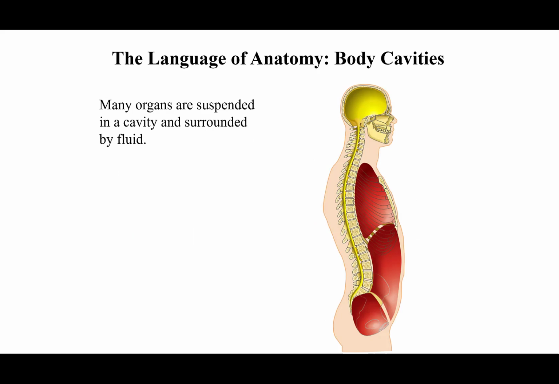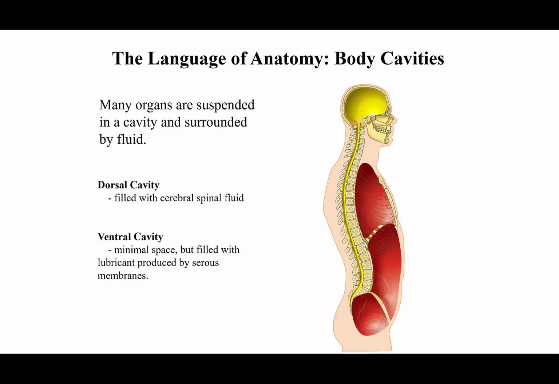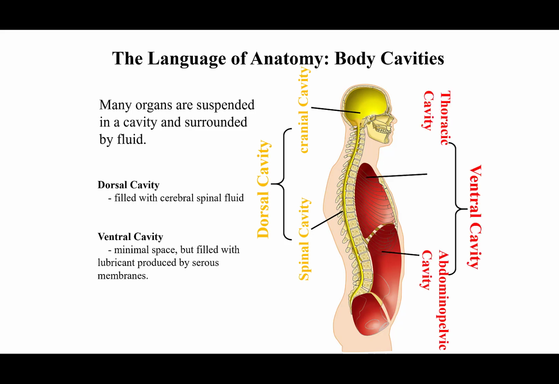Now, let's talk about body cavities. Within our body, many organs are suspended in a cavity and drowned in fluid. There are two main cavities, the dorsal and ventral. Dorsal refers to the back and ventral refers to the front. Sometimes we also call dorsal posterior, and ventral we call anterior.